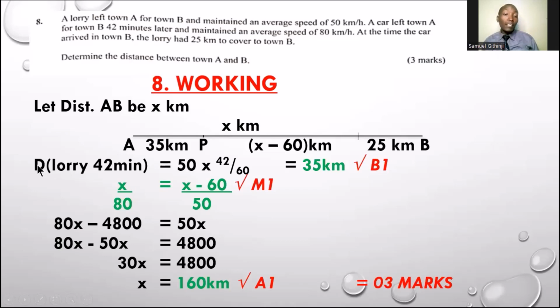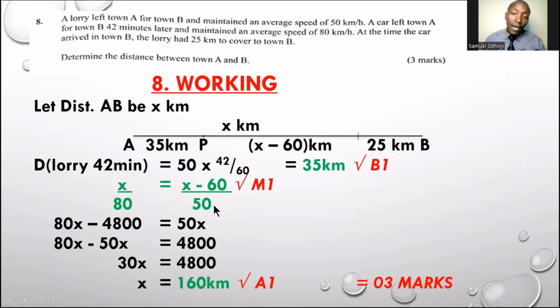Now, let's look at the distance covered by this lorry before the car started. That is 42 minutes before. The distance is speed multiplied by time. This time will be in hours. If I multiply that, I get 35 kilometers. And what is this? This is the distance the lorry had covered before the car started. So we can, in other words, say that the lorry was at point P when the car was starting.